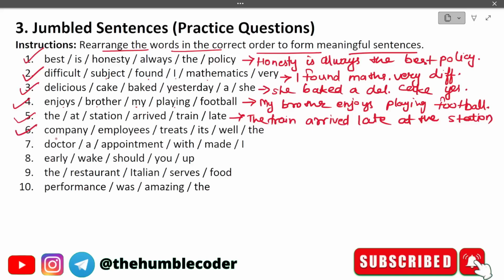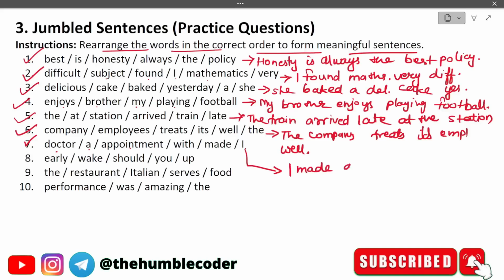The jumbled words are, company employees treat its well. The correct answer is, the company treats its employees well. Okay, this is the correct one. Now I am attempting question 7. Doctor a appointment with made I. I made an appointment with a doctor. Okay, make sure that you keep the sequences of a and an correctly.